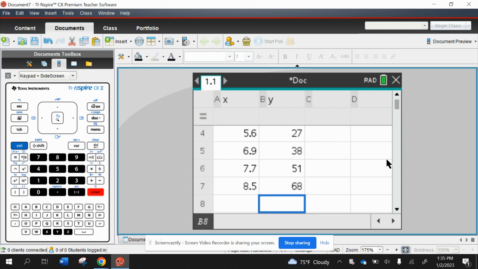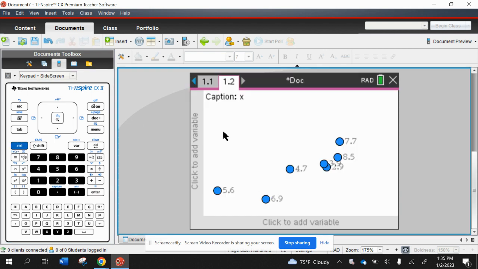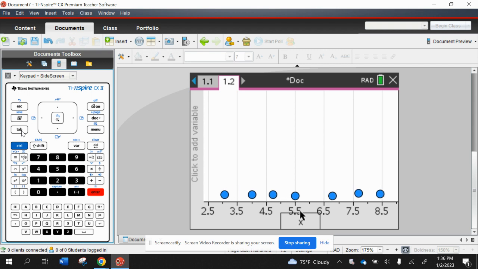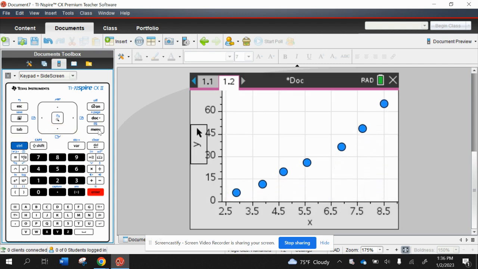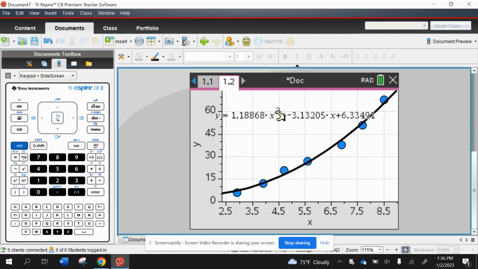Now we're going to do Control Doc number 5. You're going to press Tab, X, Tab, Y, Menu, Analyze, Regression, Show Quadratic. Okay, so your equation is 1.189x squared plus a negative 3.132x plus 6.335.